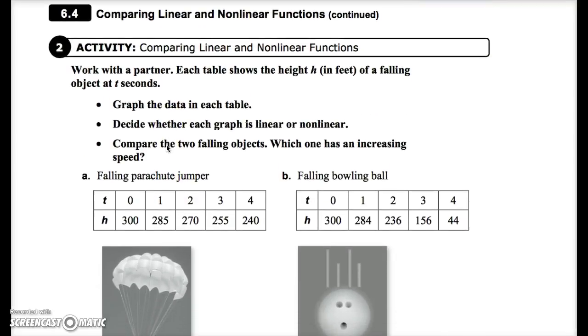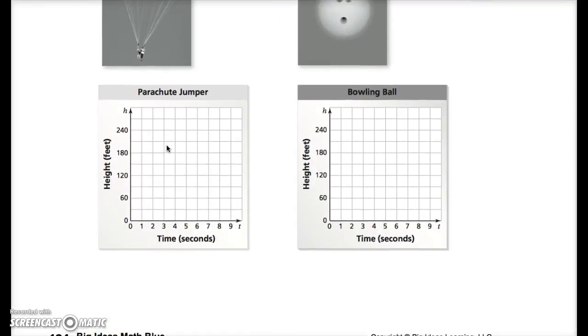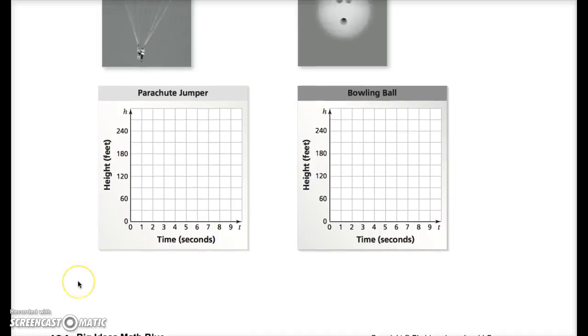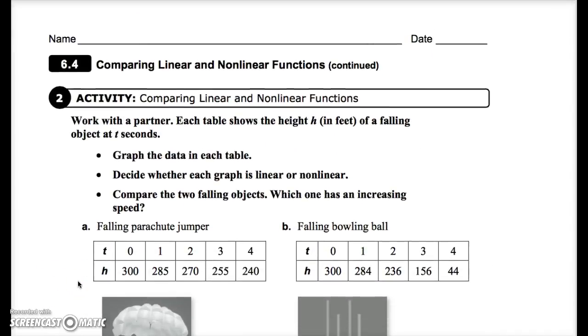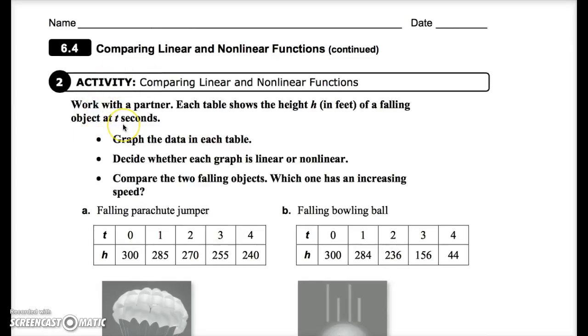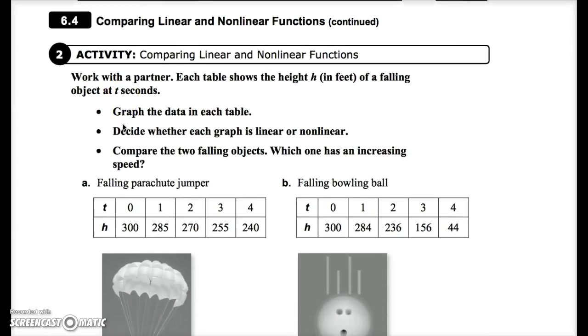Alright, for this video we're going to be in your workbook and we're going to be on page 134. And it should say activity 2. At the top have a picture of a parachute and a bowling ball on it. So what we're going to do is do more of comparing linear and nonlinear functions, which is kind of what we've been doing lately.